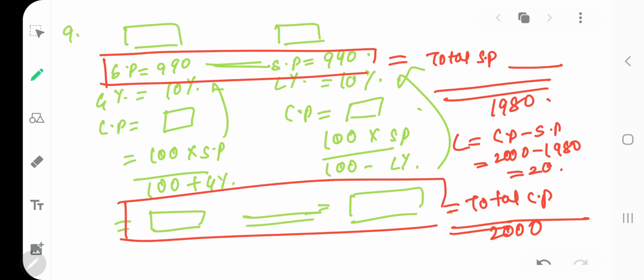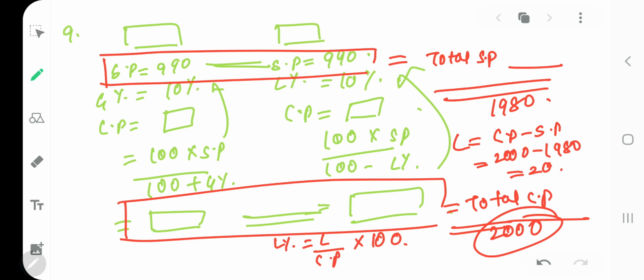What is loss percent, my dear kids? Loss percent is loss upon CP into 100. Which CP will you take? The total CP, because you are finding the loss percent on the whole transaction. So you have to take the total CP in this. Am I clear with the things? Yes, my dear kids?